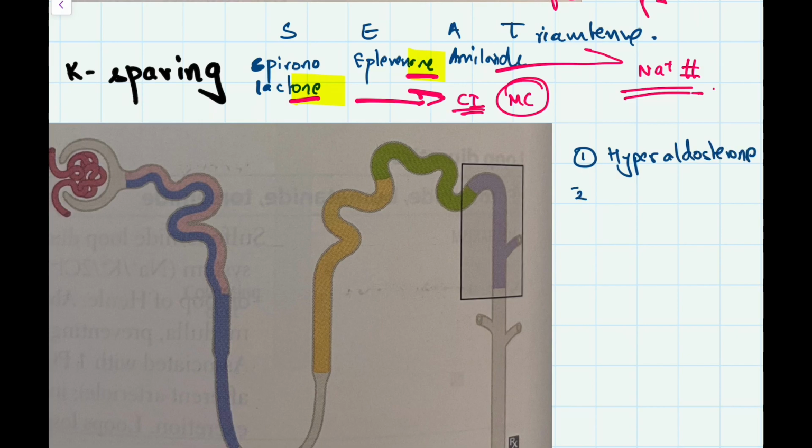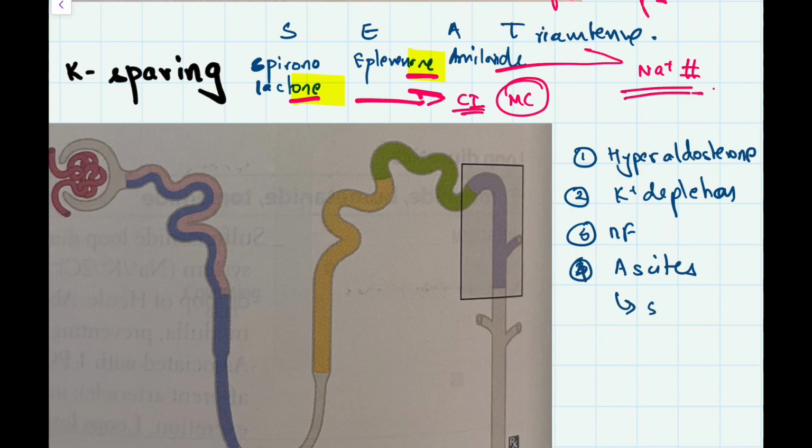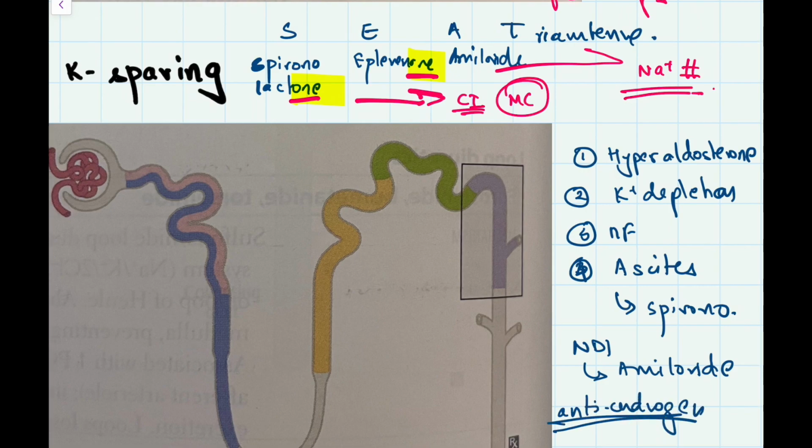Then if there is K plus depletion, hepatic failure, then ascites, where spironolactone is used, nephrogenic DI where amiloride is used, and also as anti-androgen, right? Spironolactone is an anti-androgenic substance and it is used in hirsutism. The side effects are it can cause hyperkalemia, which can lead to arrhythmia, gynecomastia, that is a very important side effect, and anti-androgenic effect.